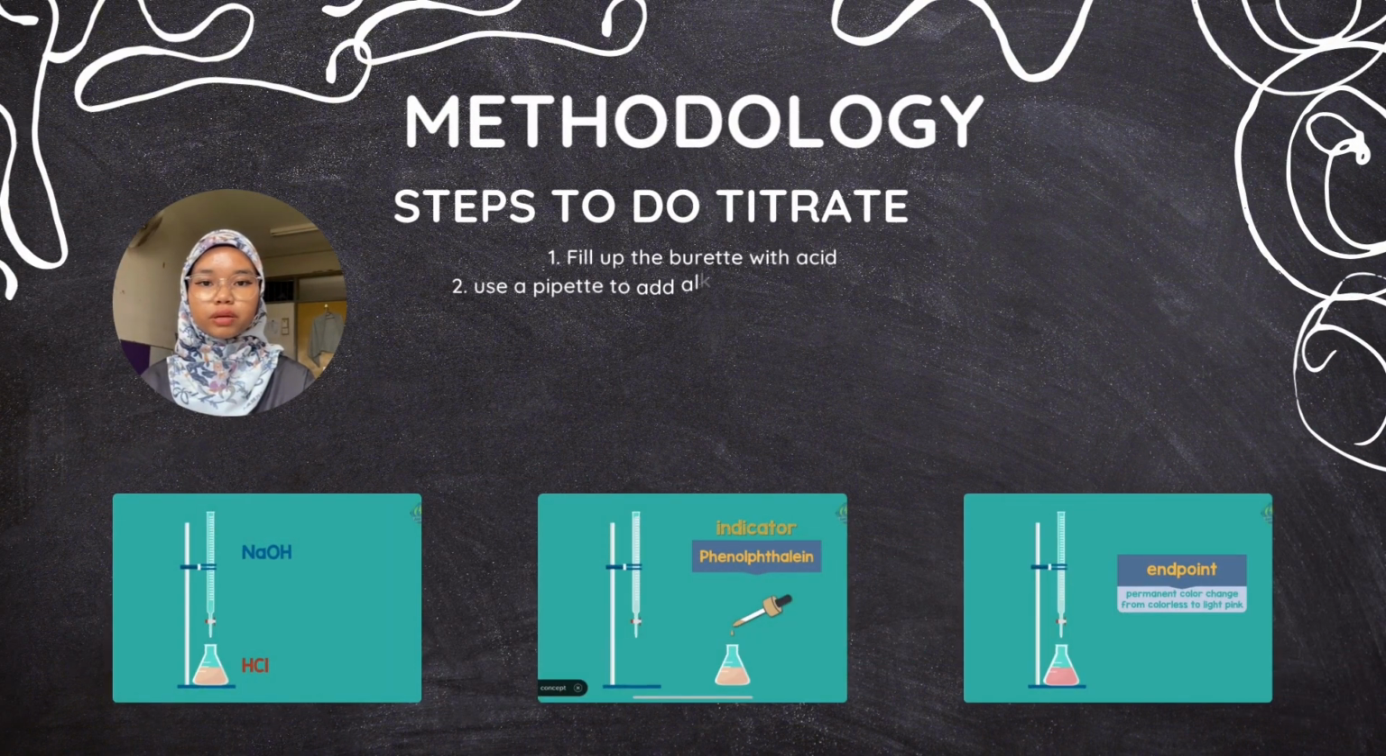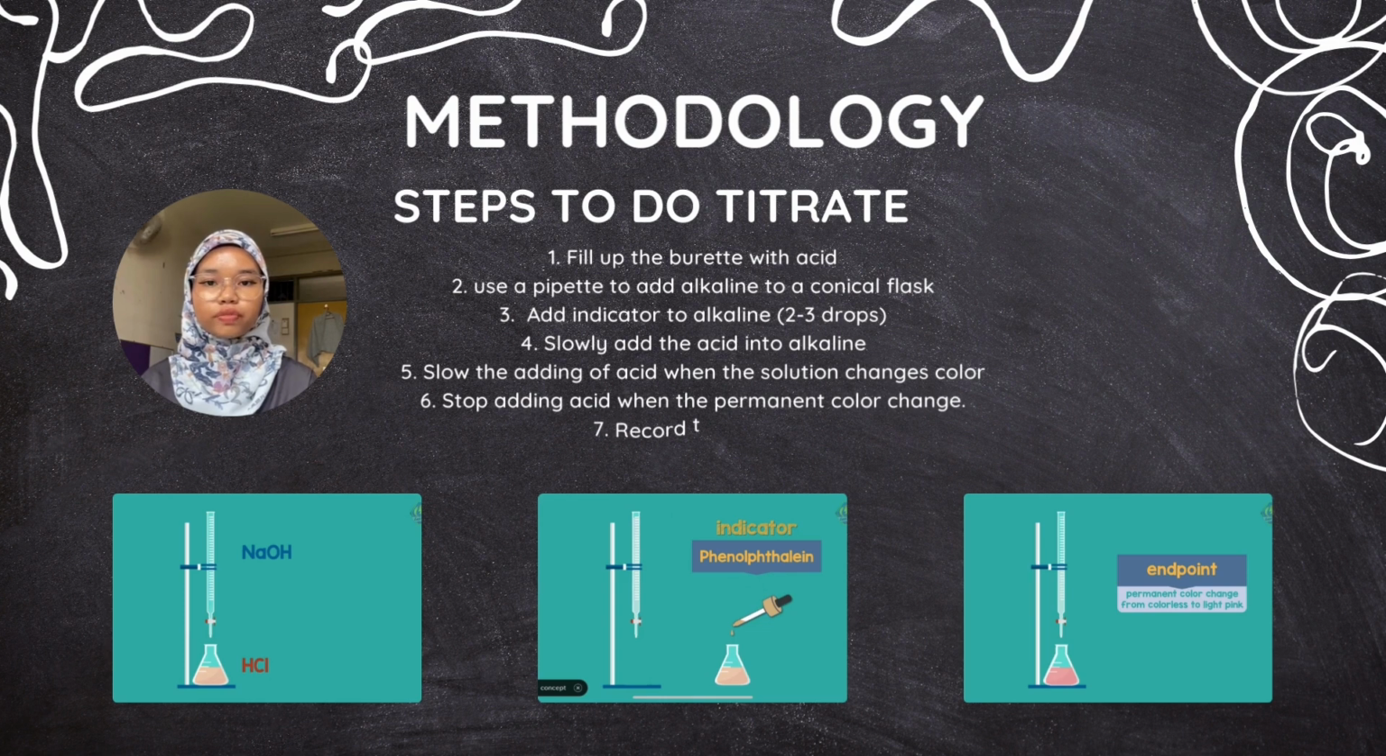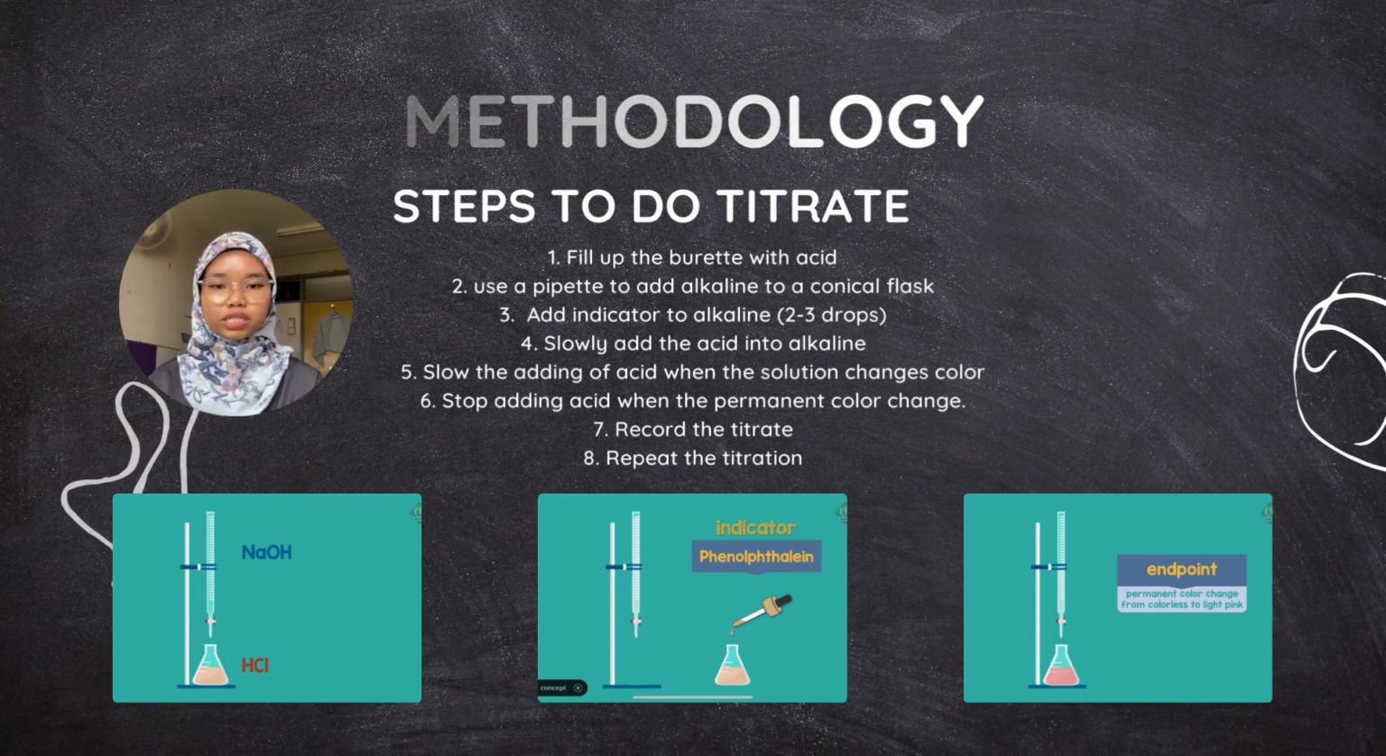First, we need to fill up the burette with acid, then use a pipette to add alkaline to a conical flask. Then we need to add indicator to the alkaline, about 2 to 3 drops. Then slowly add the acid into the alkaline. After that, we have to slow the adding of acid when the solution changes color. Stop adding acid when the color change is permanent. We also have to record the titre. Lastly, repeat the titration at least 3 times to get an accurate calculation.